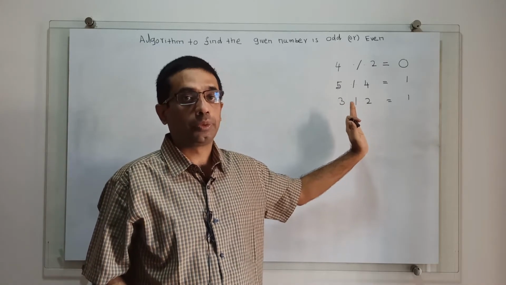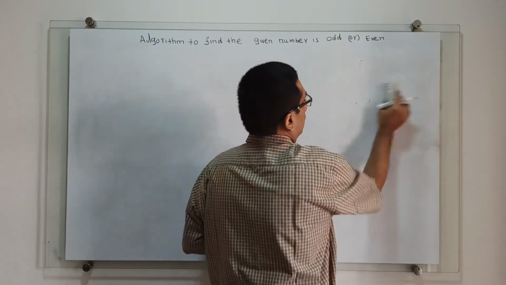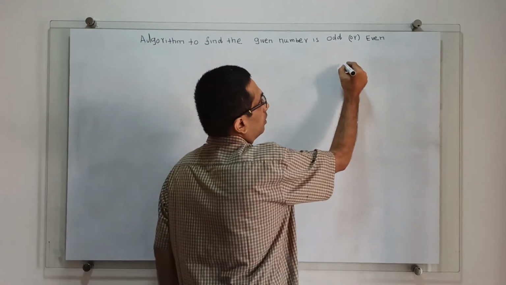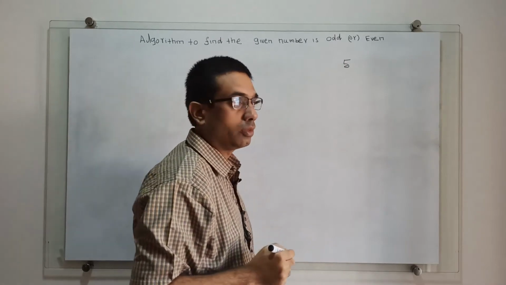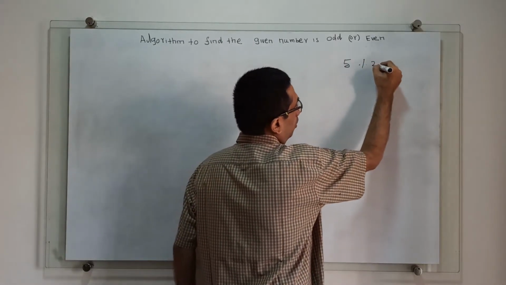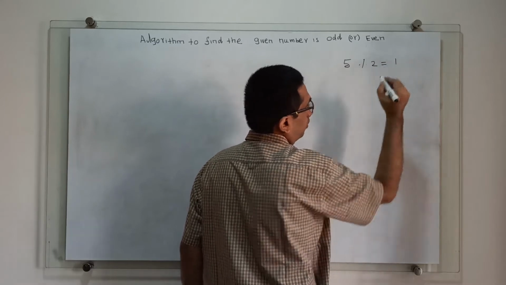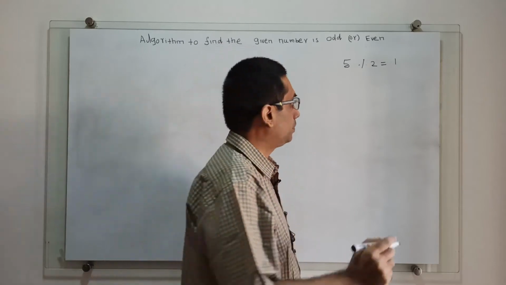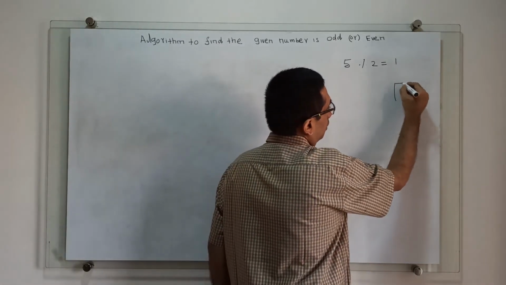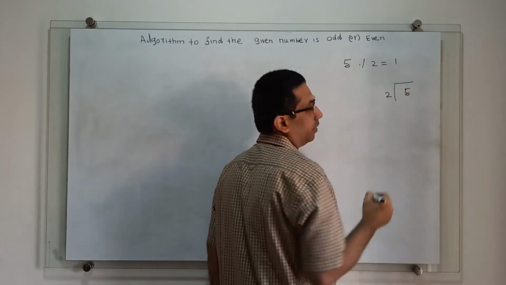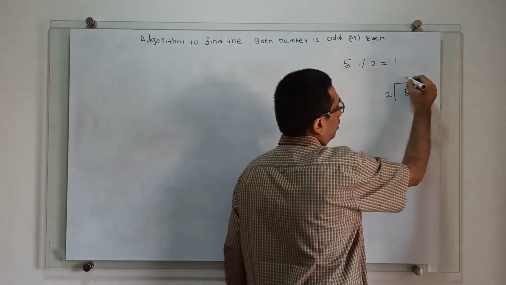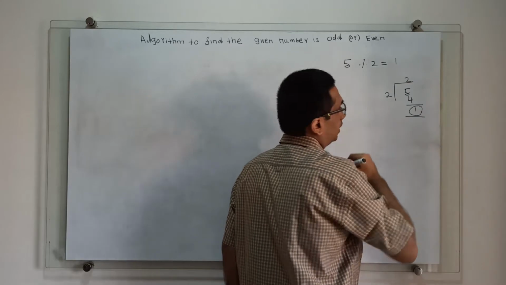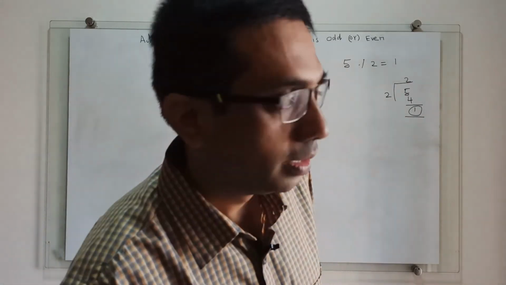For example, my input is 5. I have to find 5 modulo 2, the remainder is 1. So how does it occur? I am dividing 5 by 2. 2 times is 4, and the remainder is 1. So this is the value returned by the modulo operator.